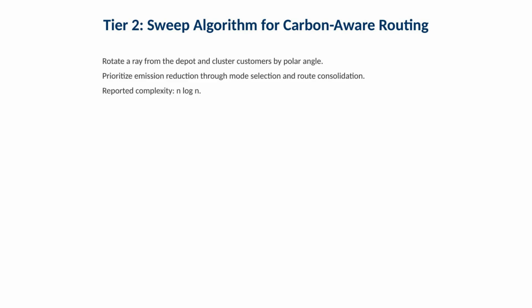Tier 2 uses the sweep algorithm as a fast, geometric heuristic for routing. The core idea is to sort customers by angle around a depot and group nearby customers into routes. The carbon-aware version adds an extra decision. Choose the vehicle type and mode that reduces emissions for each route while respecting capacity.